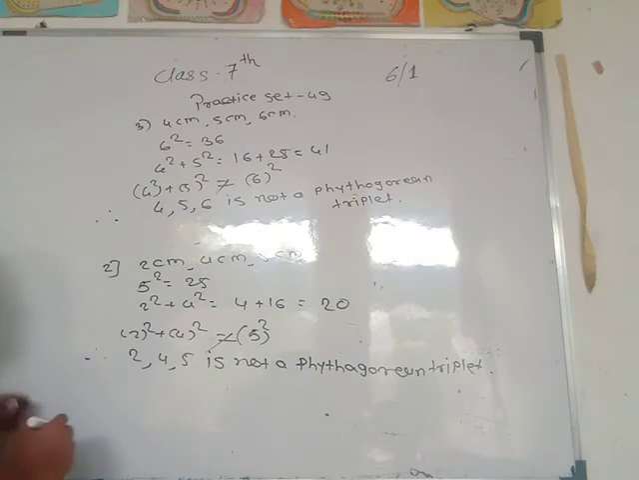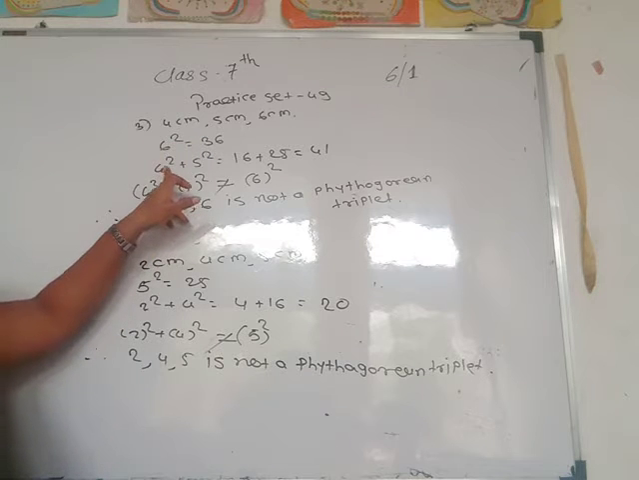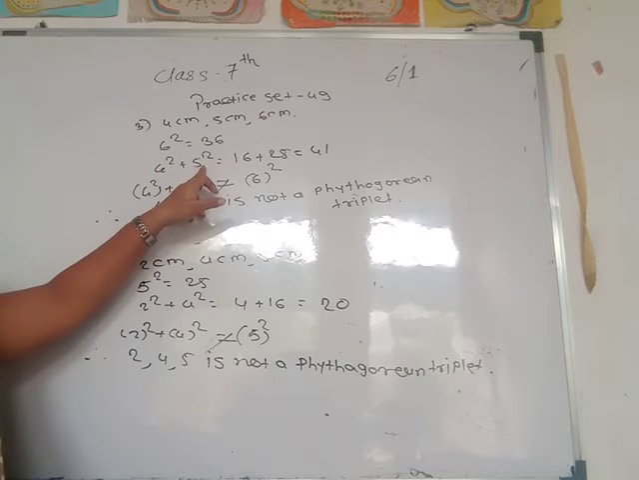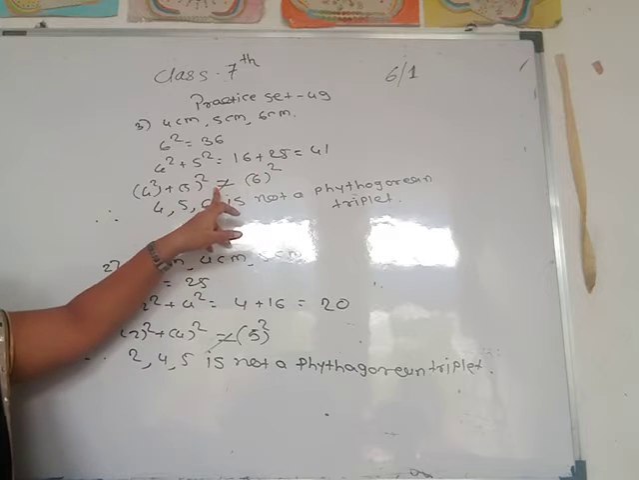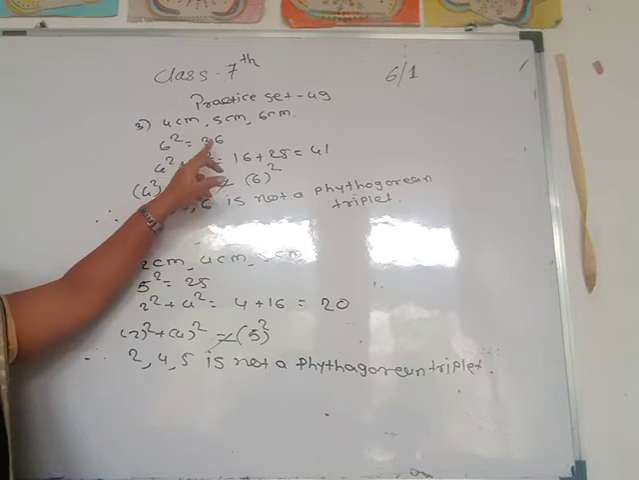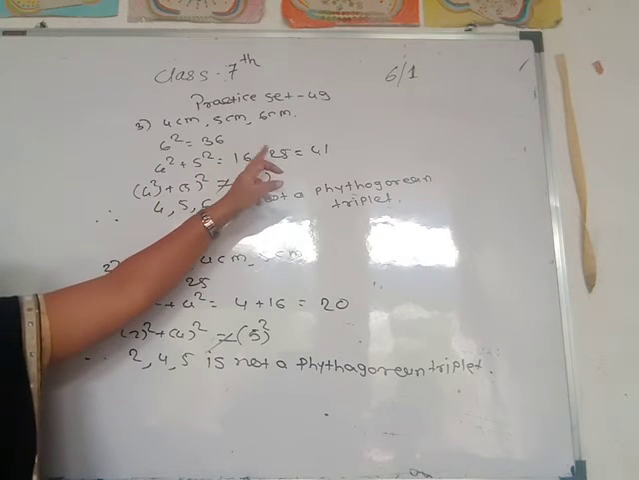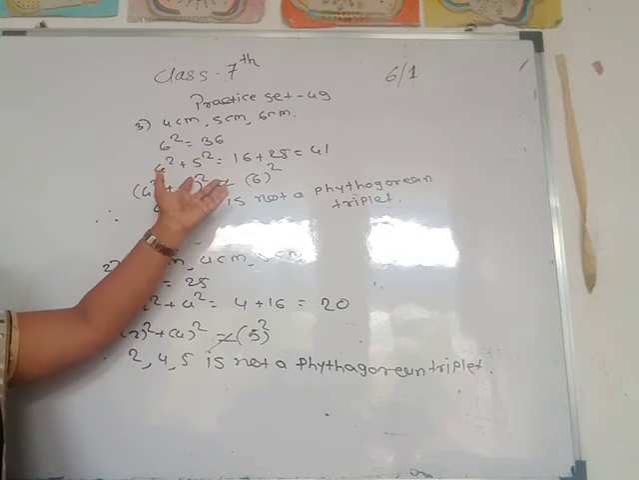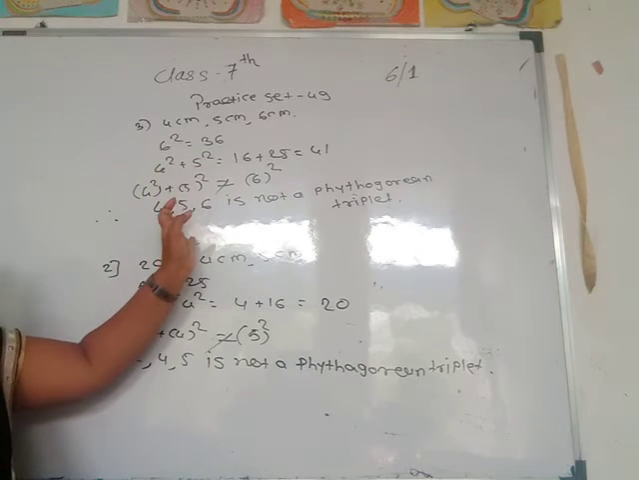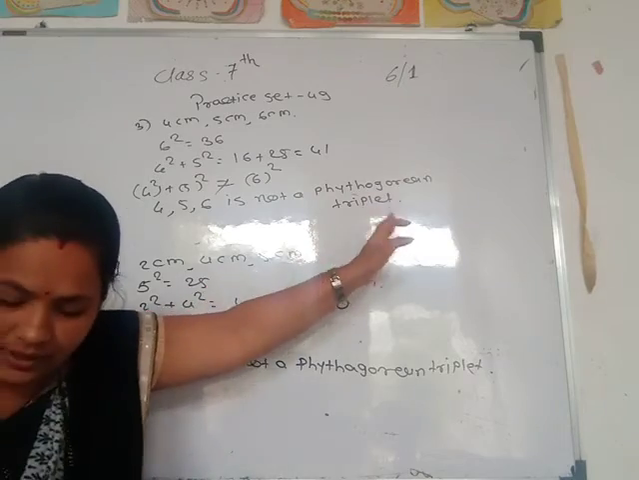If the square of the biggest number is equal to the sum of the squares of the other two sides, then it is a Pythagorean triplet. Here the biggest number 6 squared is 36, and 4 squared plus 5 squared is 16 plus 25, which is 41. It is not equal, therefore 4, 5, 6 is not a Pythagorean triplet.